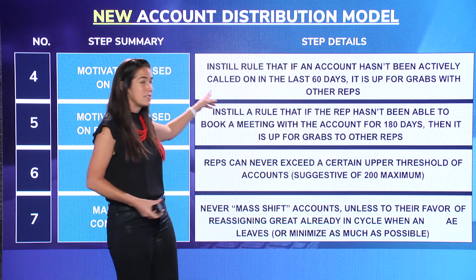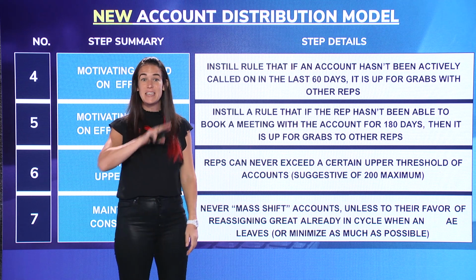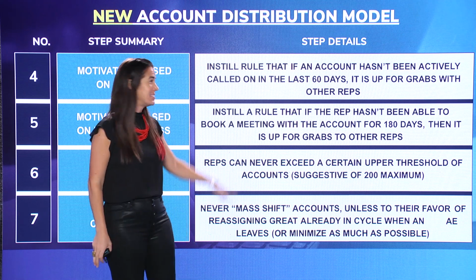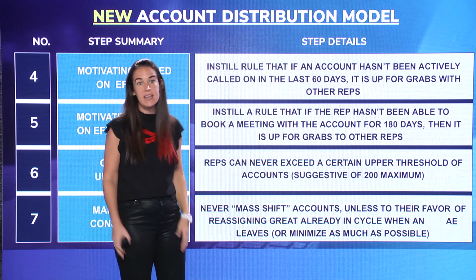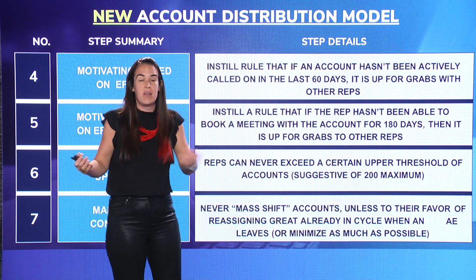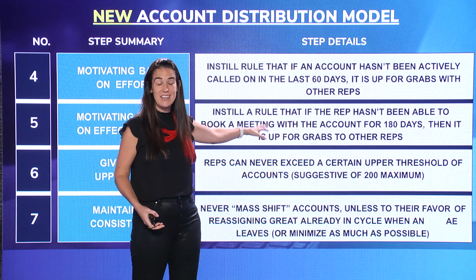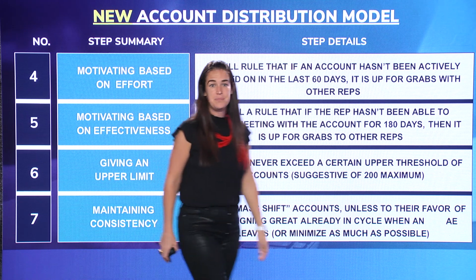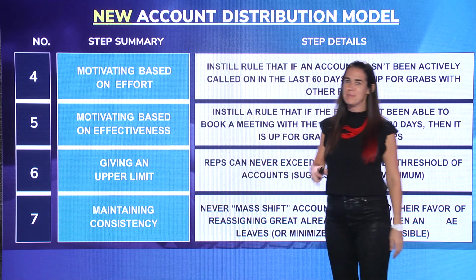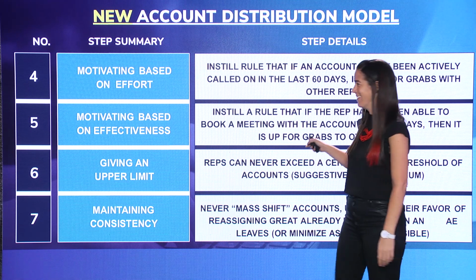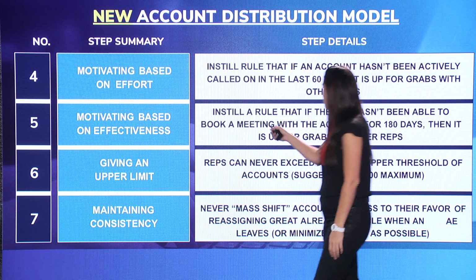So I put both rules in tandem, and it is absolutely deadly with my teams because the teams are not only thinking like, okay, I need to send over some BS email to earmark the account, but I need to try and book this account within 180 days. Otherwise, anyone else can steal it. Getting really pumped. That rule works really well. Number 6, I would give an upper limit.